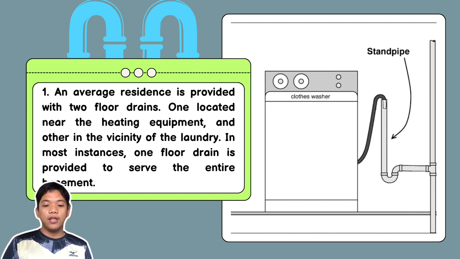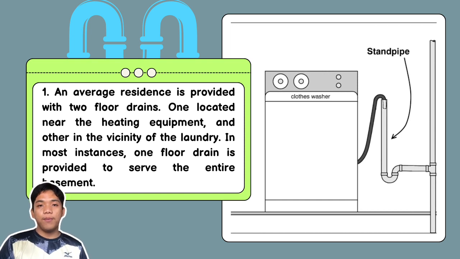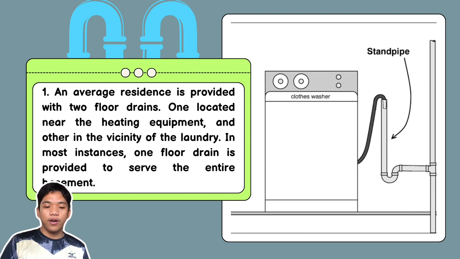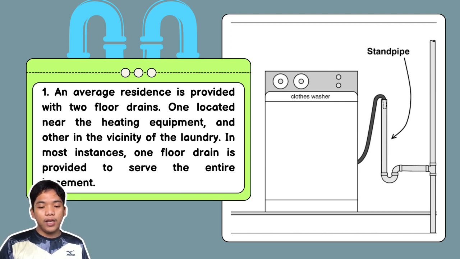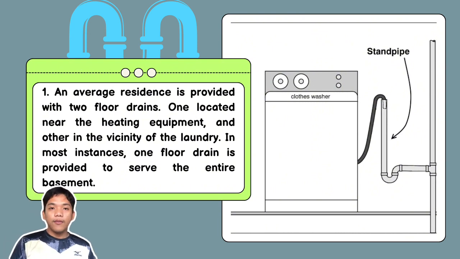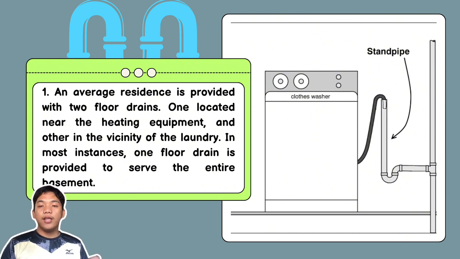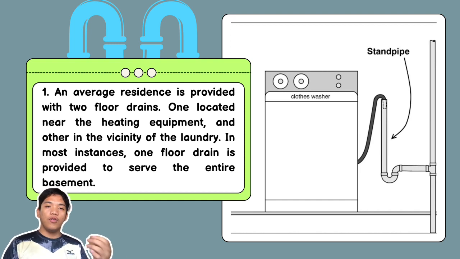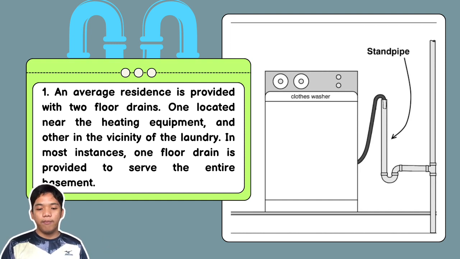One located near the heating equipment and the other in the vicinity of the laundry. In most instances, one floor drain is provided to serve the entire basement. Because of this false economy, the result is an annoying wet floor. So, ang sabi dito is, kailangan talaga magkakaroon lang tayo ng floor drain which is located lang sa laundry room or sa vicinity lamang ng heating equipment.